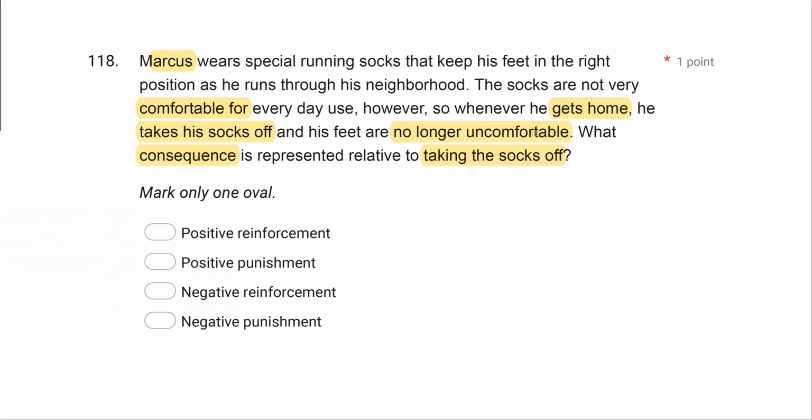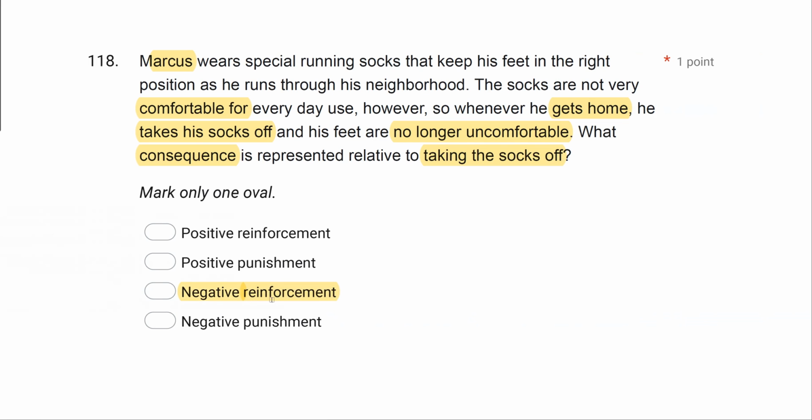And every time he gets home, he takes his socks off, so we know that behavior continues in the future. Let's think about that. We are removing something as a consequence, the uncomfortableness, which makes this negative. And it's increasing or maintaining the behavior in the future, making it reinforcement. So the consequence for taking his socks off is that he removes the uncomfortableness, making it negative, and it increases or maintains this behavior in the future, making it reinforcement.